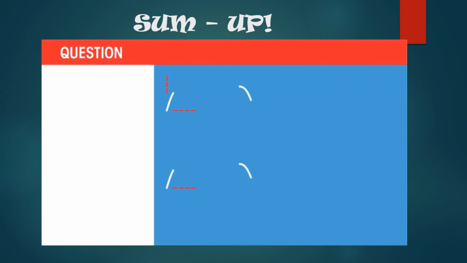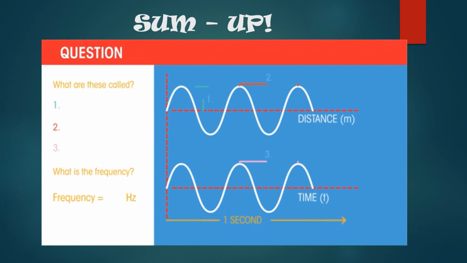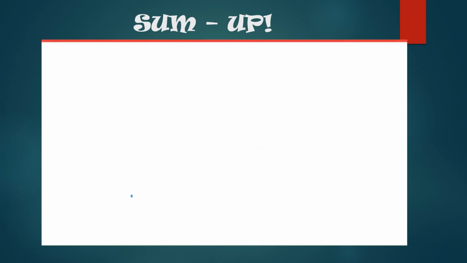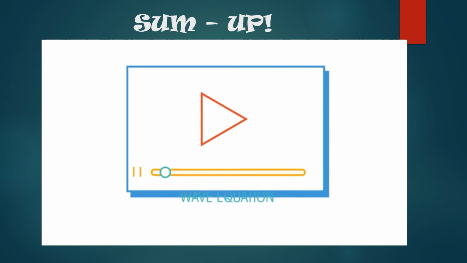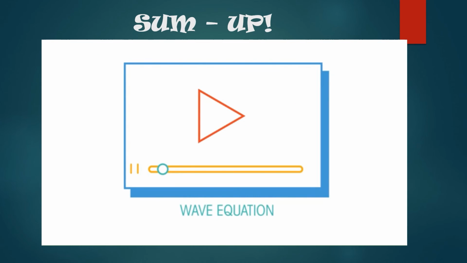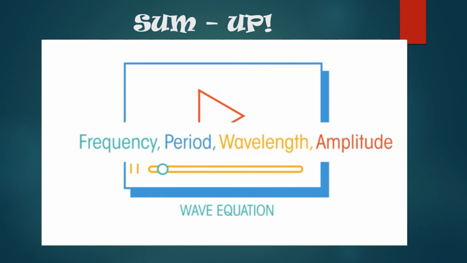Can you add the labels to these waves and work out the frequency? Notice that the top one is distance and the bottom one is time. Pause the video, work it out, and click play when you're ready. Did you get them right? In another video, we'll be looking at the wave speed equation and connecting wavelengths and frequencies. For now, you just need to know what these 4 key words are.